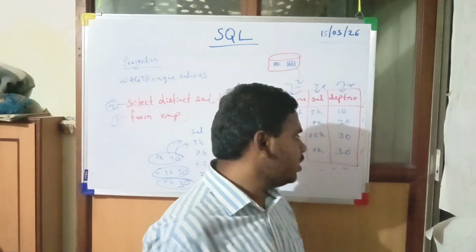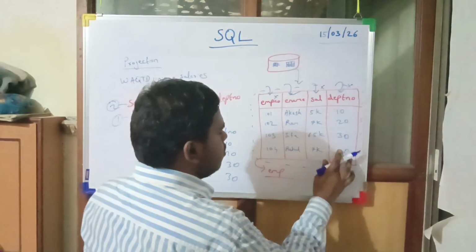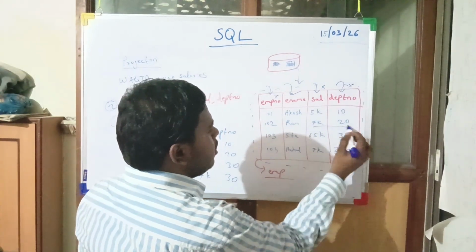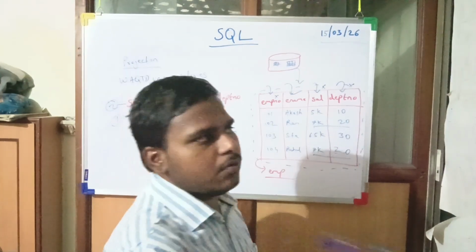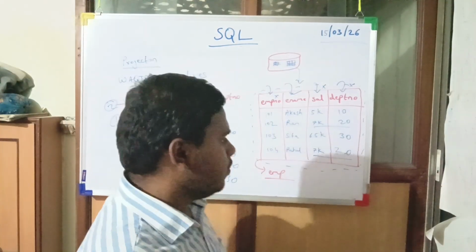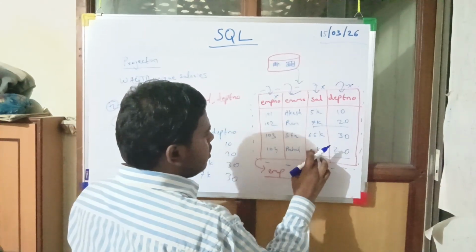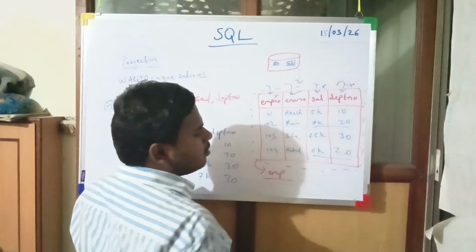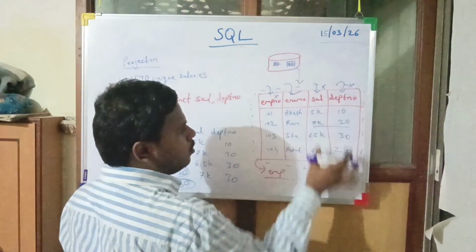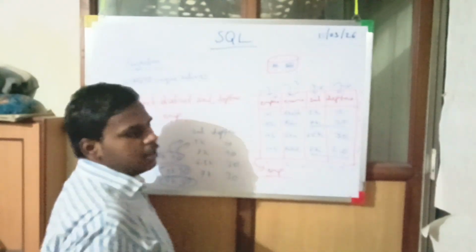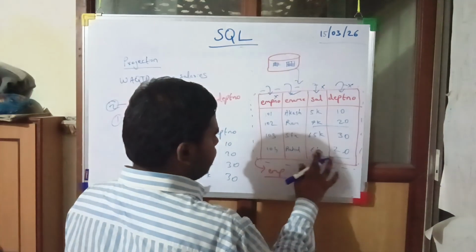If you are not understanding that, then see whether identical records are there or not. Here 7k 20, here also 7k 20. Identical records are there, so one duplicate will be removed. If one value is changed, let's say here 6k and 20, is the full record identical? No, it is not identical, so it will be accepted.